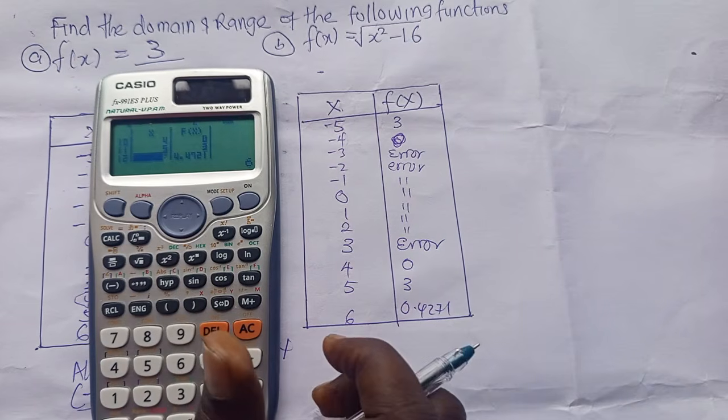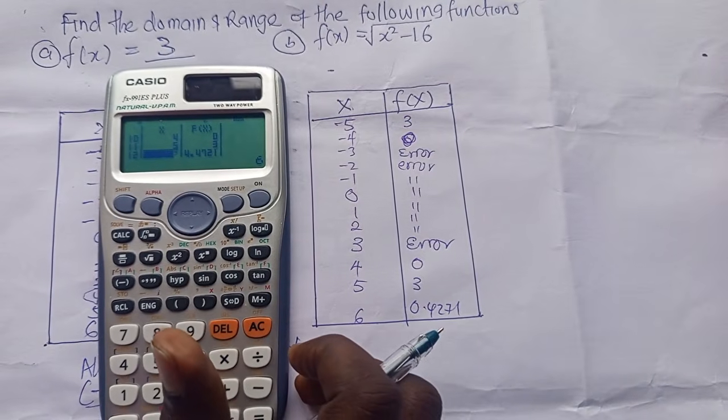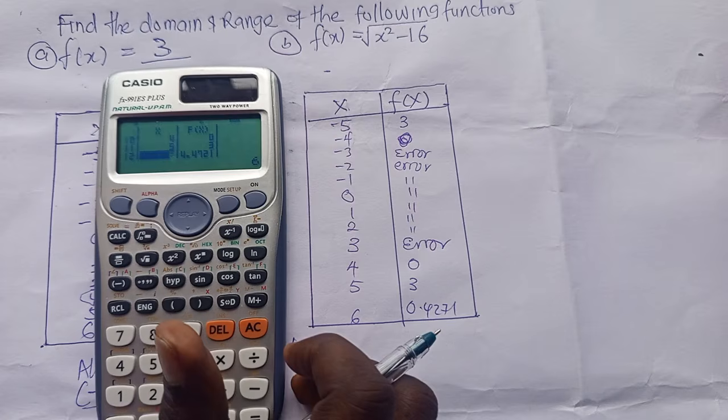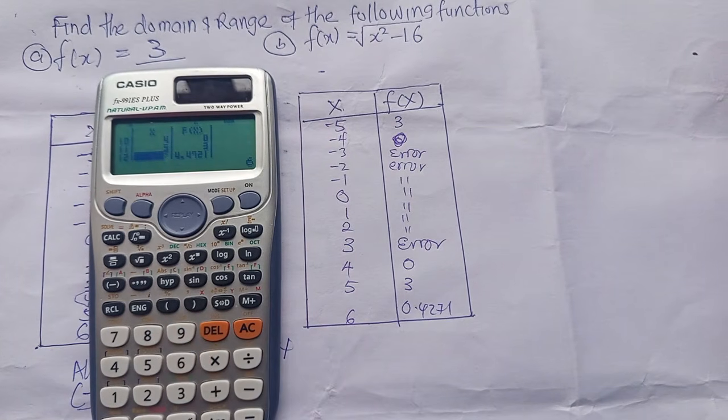0.4271. Now if you check the part where we have no value, our error actually started from -3. That is to say, the number we are going to have will be ending at -4. That's where it's going to end.